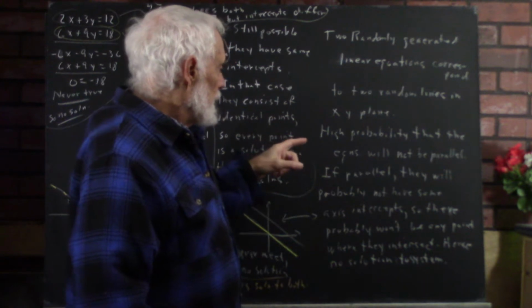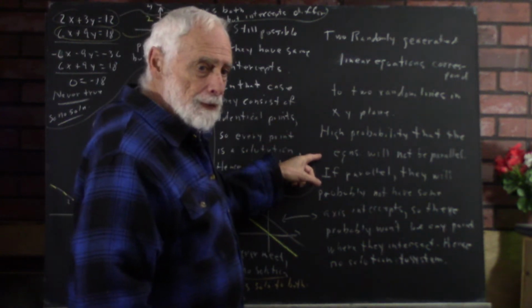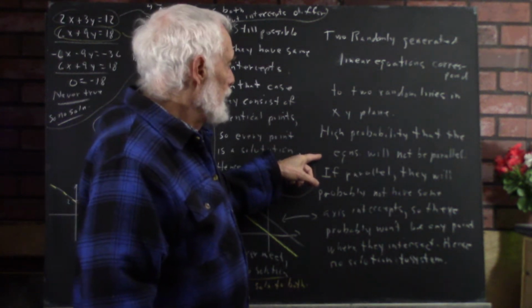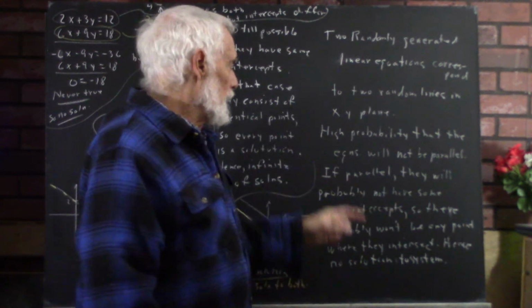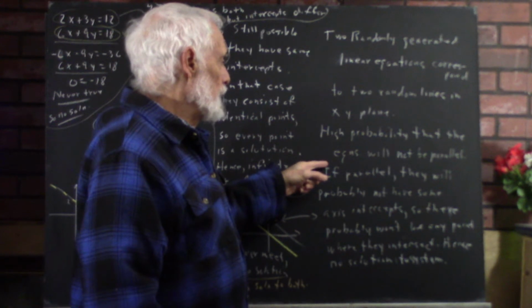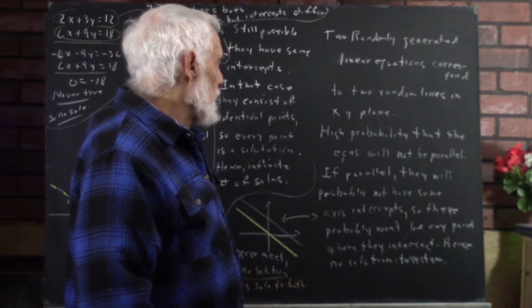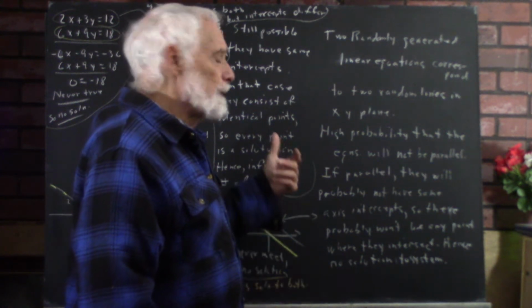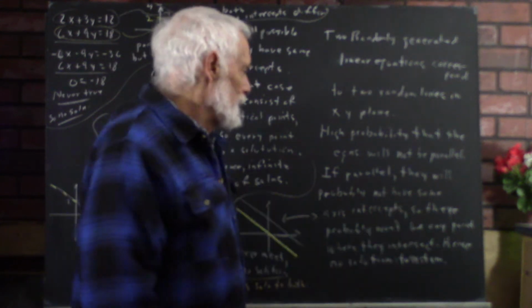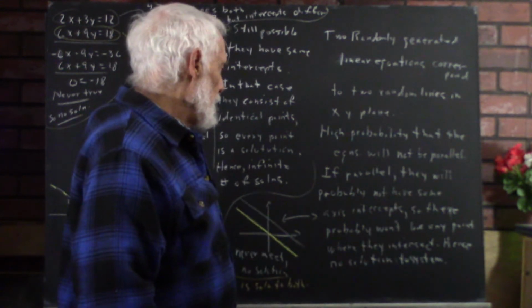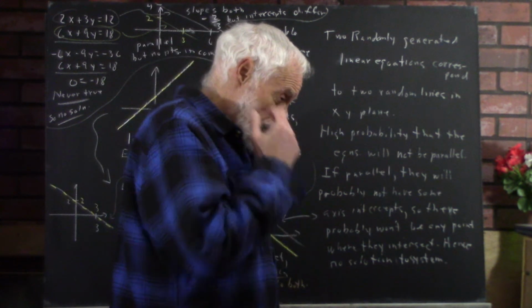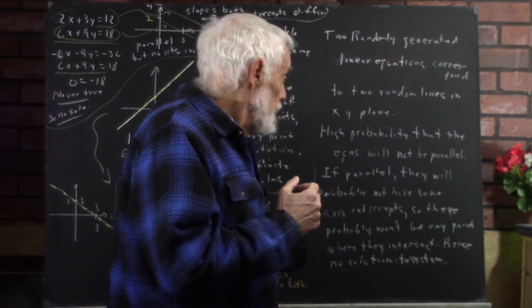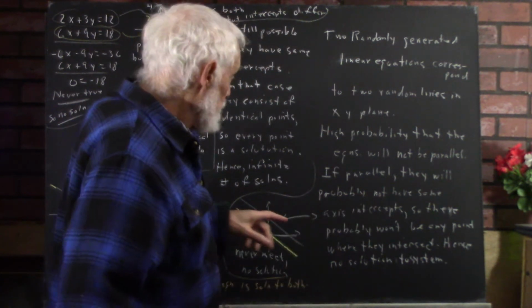Okay. In any case, if you use a large finite set, there'd be a high probability that the lines would not be parallel. From an infinite set, it'd be certain that they would not be parallel. I could write that in, but I don't think I'm going to right now.